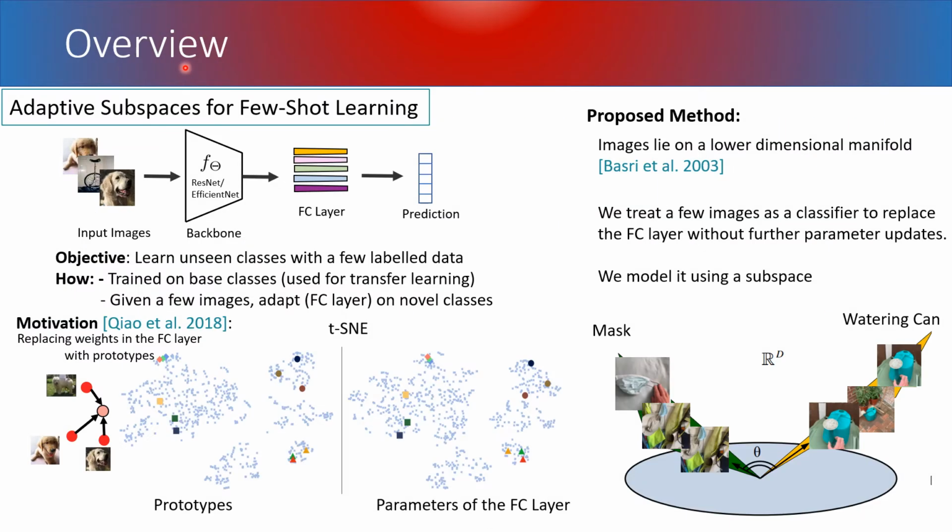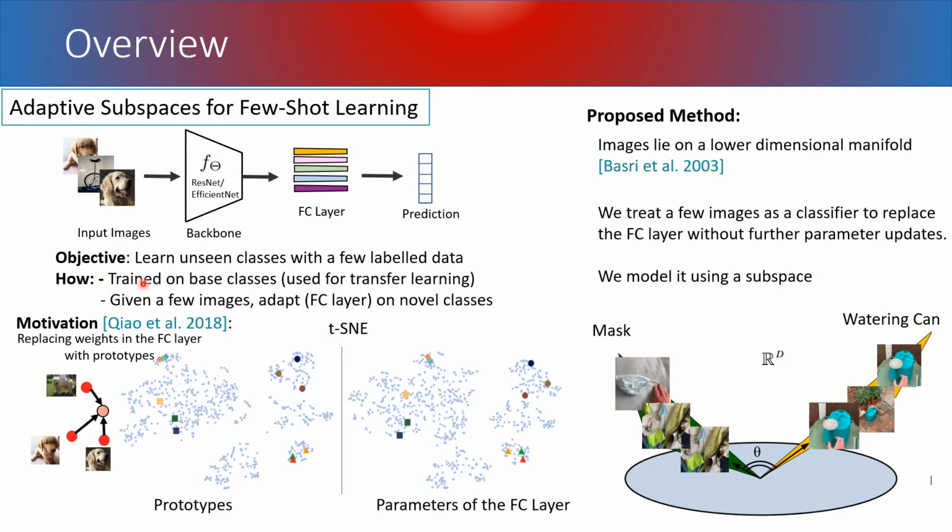So this is the overview of our method. In standard image classification, we have input images, a backbone, it can be ResNet or EfficientNet, and then a fully connected layer, and then the prediction. So the objective in few shot learning is to learn unseen classes with a few labeled data.